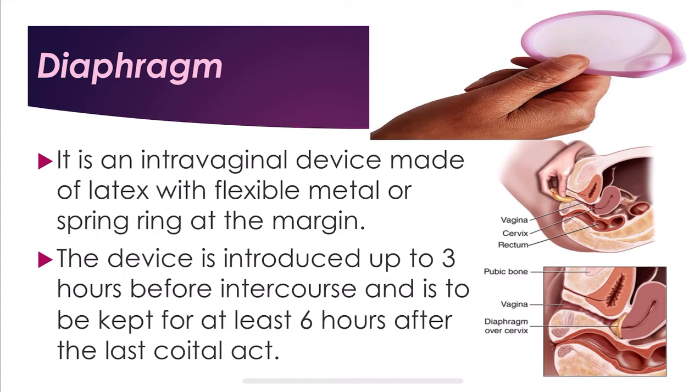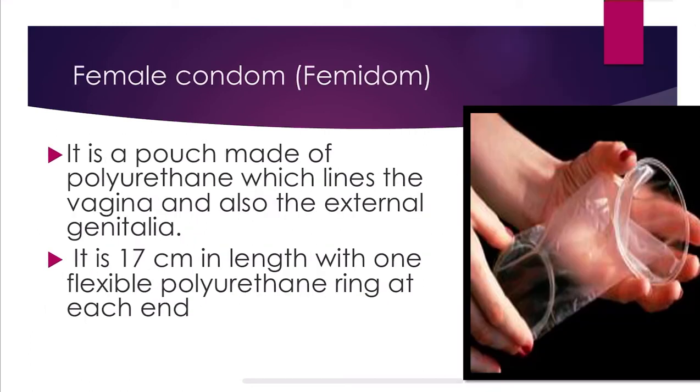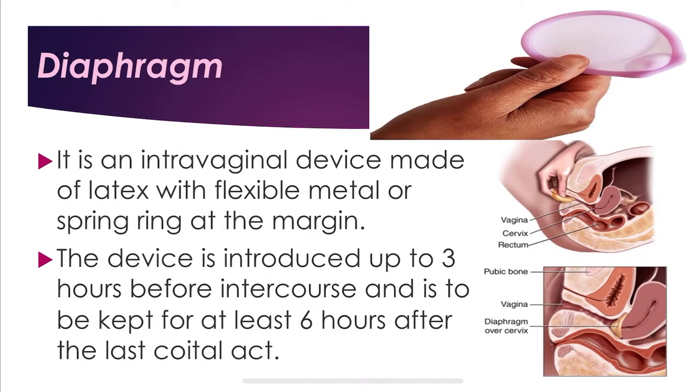Guys, you see, few people use polyurethane in male condoms, which are made up of polyurethane or latex. Why people don't use latex is because few people will be sensitive to the latex rubber, whereas polyurethane condoms are thinner and suitable for people who have sensitivity to latex. Whereas for females, we have the female condom, the femidom, which is made up of polyurethane, and the diaphragm, which is made up of latex. So we have both things here.